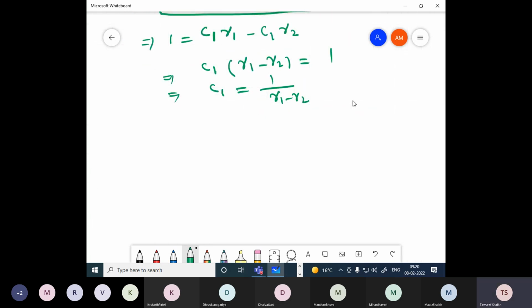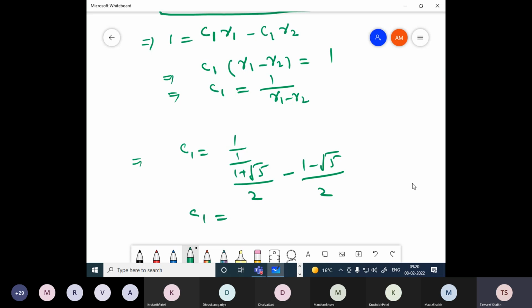And I can substitute the values: C1 is equal to 1 divided by R1, which is 1 plus under root of 5 divided by 2, minus R2, which is 1 minus under root of 5 divided by 2. This is what it was. So on solving it, what will be its value? Please solve it, somebody.